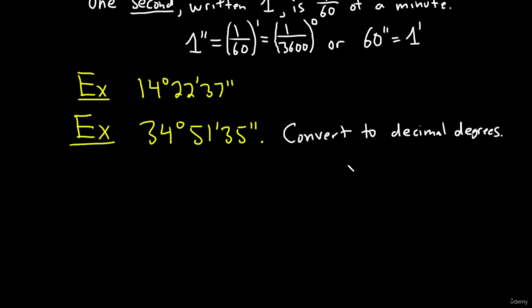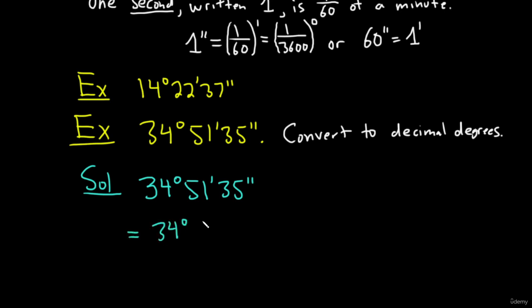Okay, so let's go ahead and work through this. This is something that you do want to use a calculator for. So, solution. By the way, many calculators can do the conversion for you, but I'm actually going to show you how to do this and show the work. You start by writing it down. So we have 34 degrees, 51 minutes, 35 seconds. This is equal to 34 degrees plus 51 minutes plus 35 seconds.